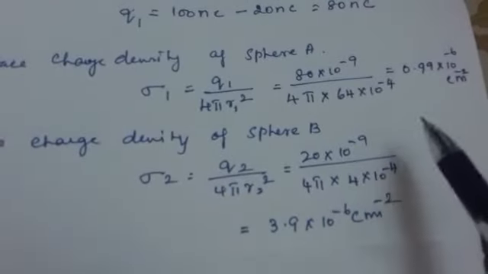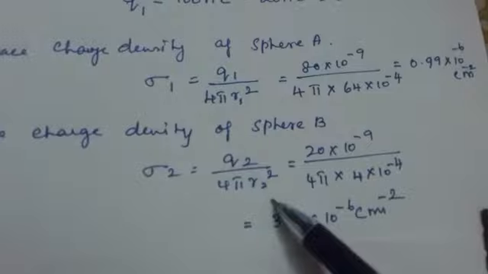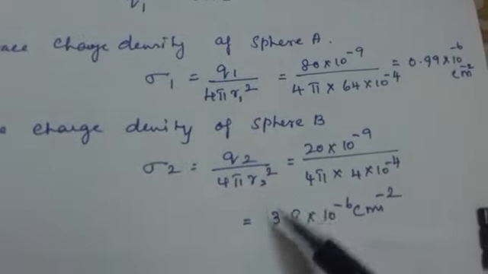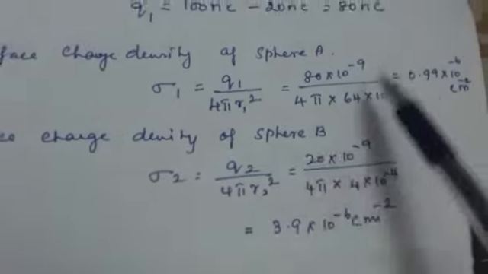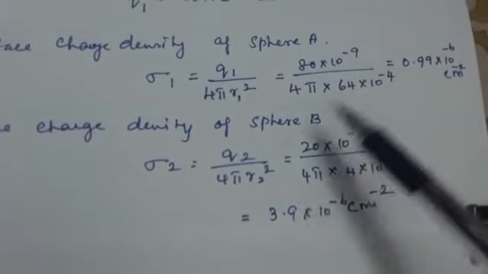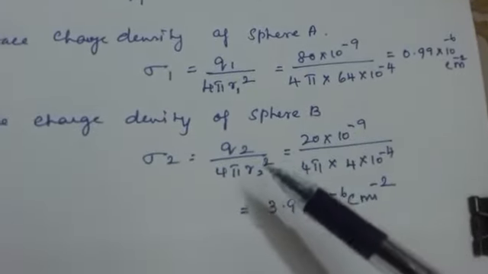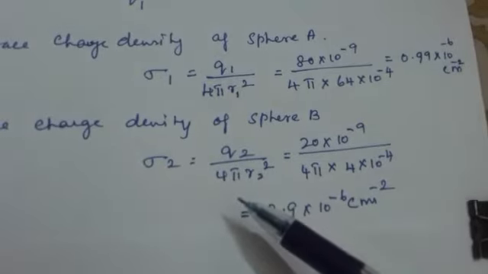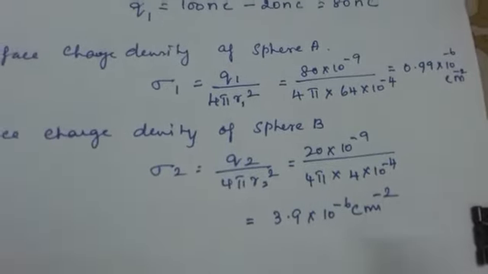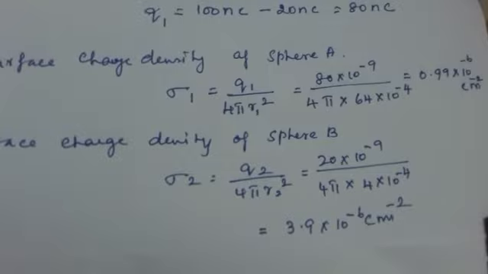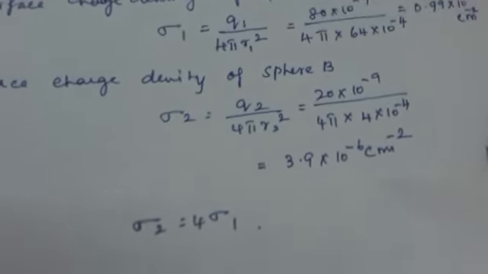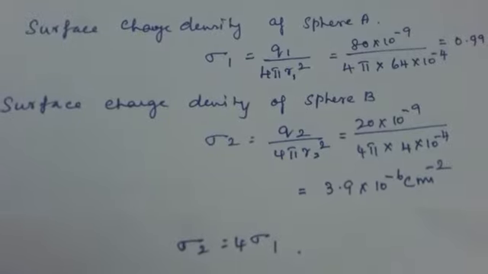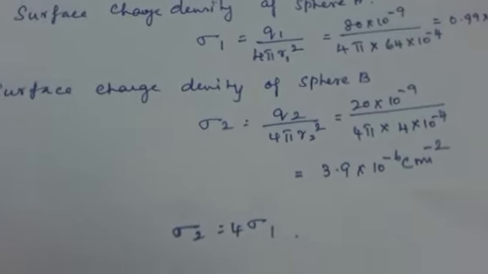Now you can see the surface charge densities for sigma 1 and sigma 2. Sigma 1 is 3.9. Here it is 0.9. So somehow it is 4 times what? Sigma 2 is 4 times of sigma 1. So you can write sigma 2 is equal to 4 times sigma 1. Now according to the second part of the question, we have to find out the potential.